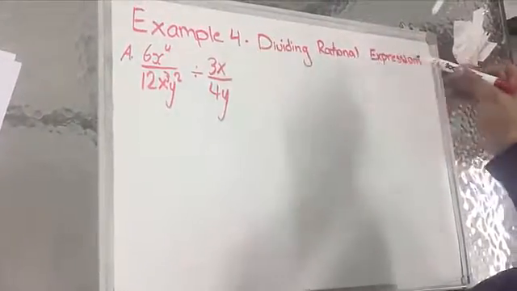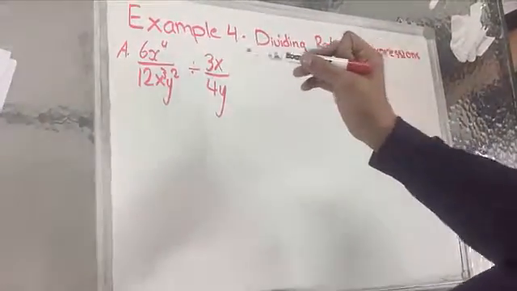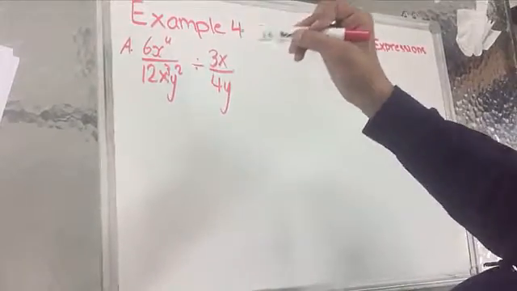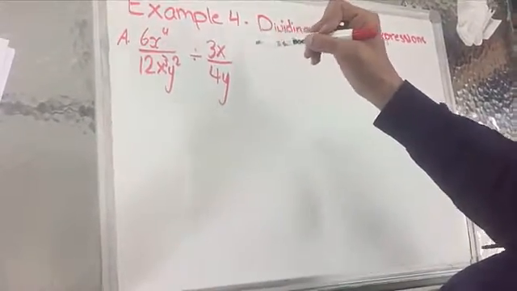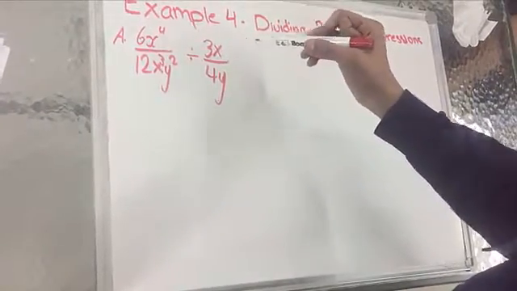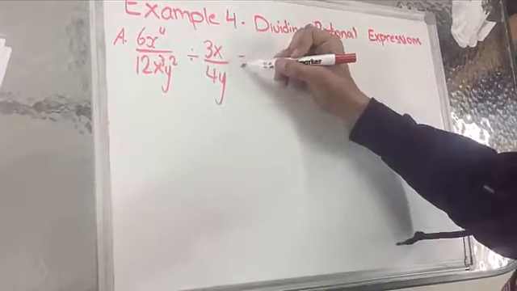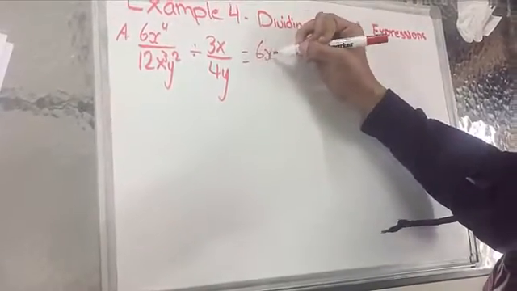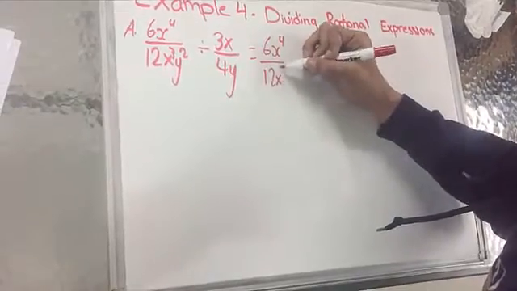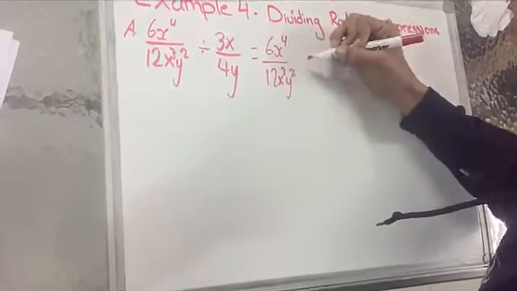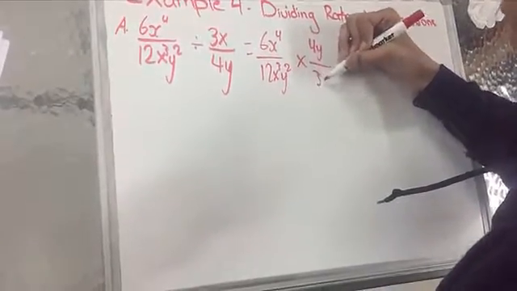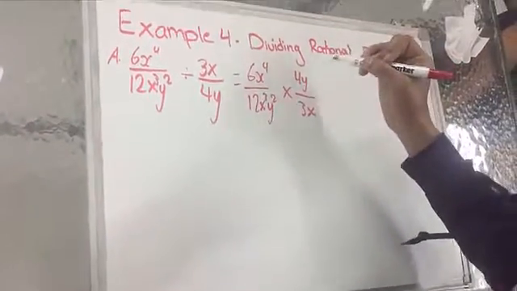Example 4, dividing rational expressions, part A. So the equation is 6x to the power of 4 over 12x cubed y squared divided by 3x over 4y. When we're dividing, we take the reciprocal of the divisor and then we multiply. So it's going to be equal to 6x to the power of 4 over 12x cubed y squared multiplied by 4y over 3x. So now we cross out the common terms.